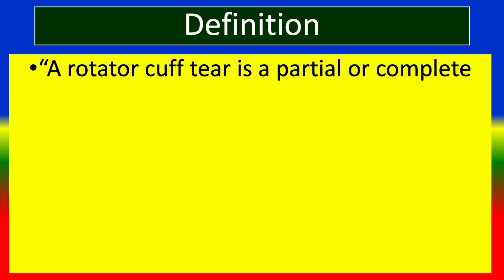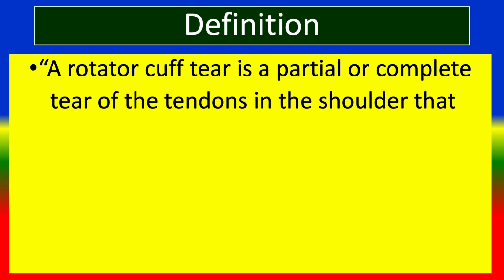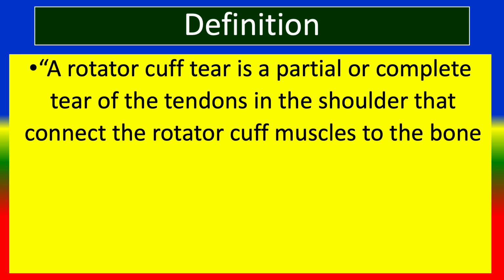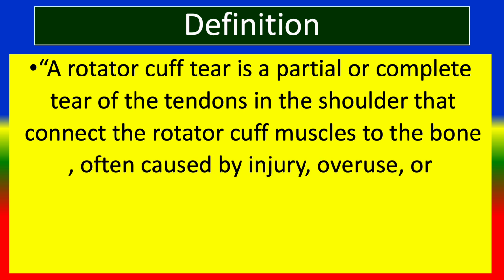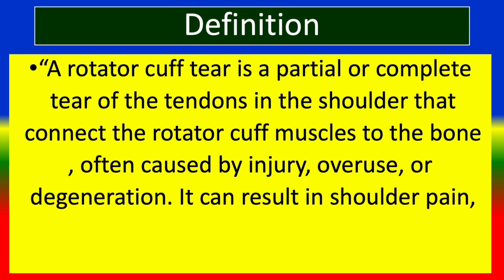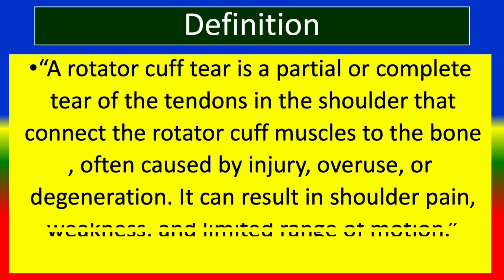Definition. A rotator cuff tear is a partial or complete tear of the tendons in the shoulder that connect the rotator cuff muscles to the bone, often caused by injury, overuse, or degeneration. It can result in shoulder pain, weakness, and limited range of motion.